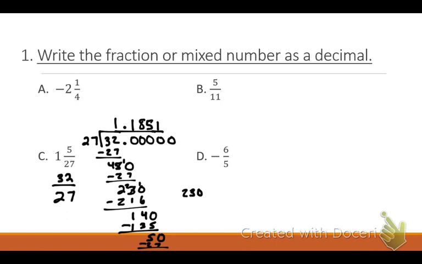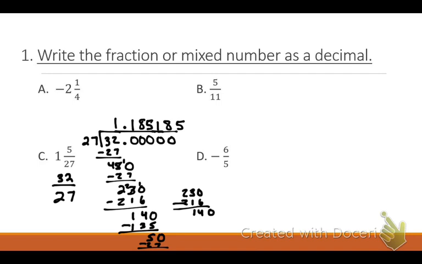Because it's repeating. It is now repeating. She already noticed a pattern. Okay, we had done that 8 already, and then it was 216. When we subtracted it, we got 14, brought down another 0. Notice once again, a 5 can go into it.